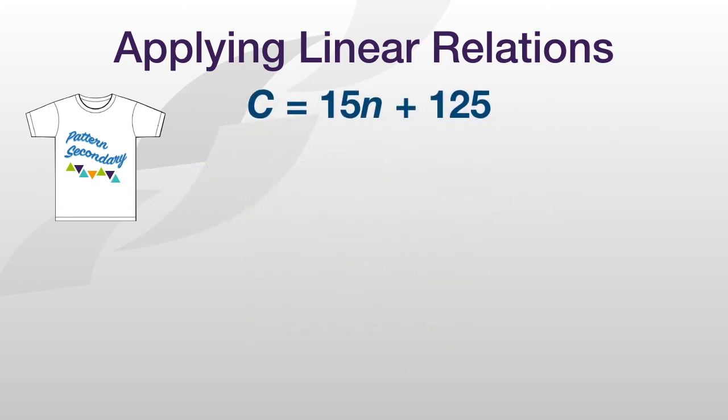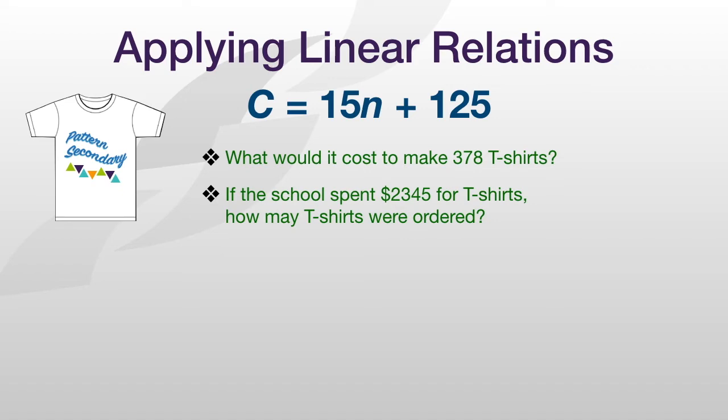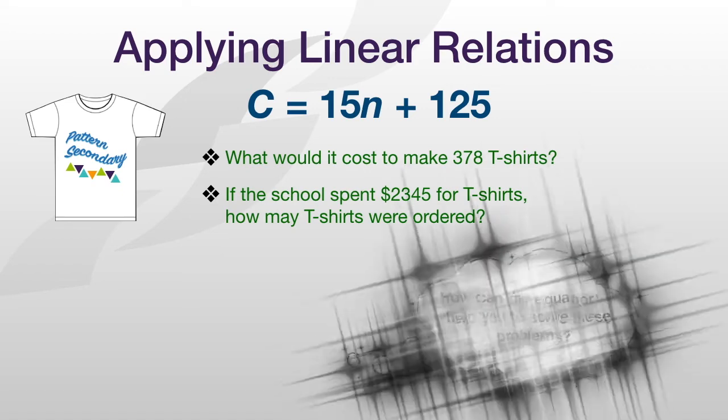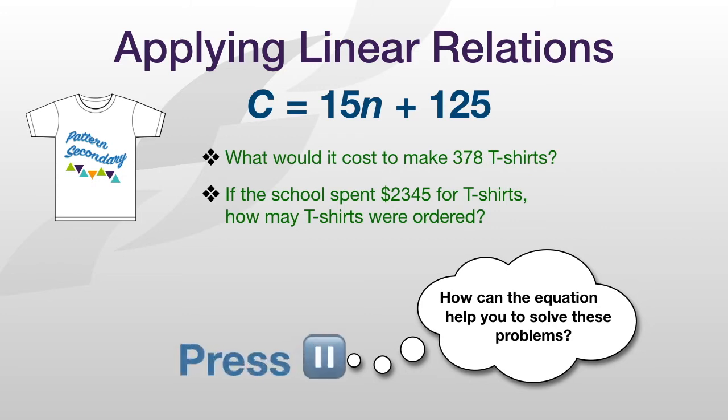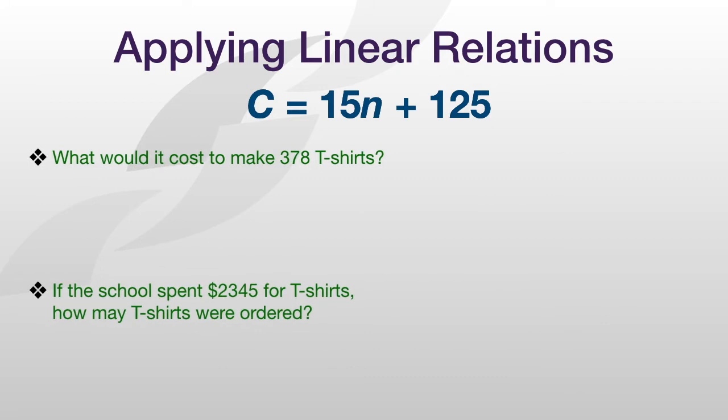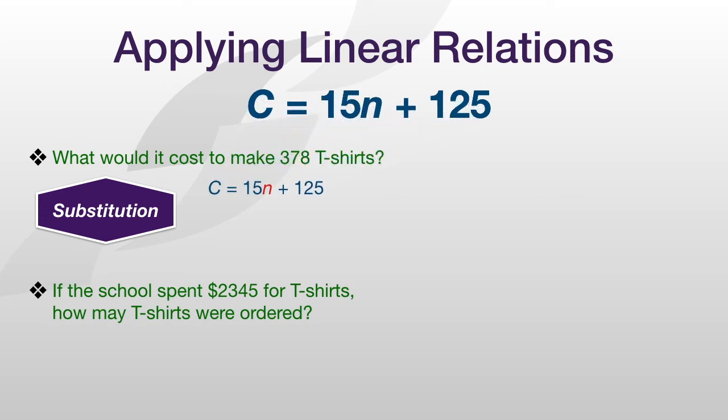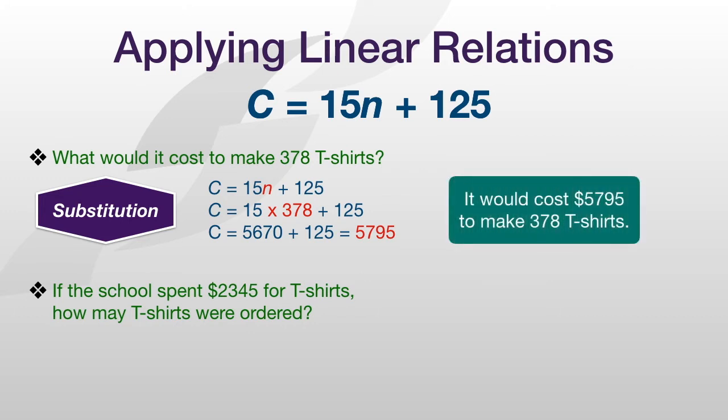Once we have the equation, we can solve several kinds of problems. For example, think about these problems. Think about how you could use the equation to solve them. To solve the first problem, we need to use substitution, which means to replace a variable with a number. In this case, 378 is the number of t-shirts, so we need to substitute for n. This works out to 5,795, so it would cost $5,795 to make 378 t-shirts.